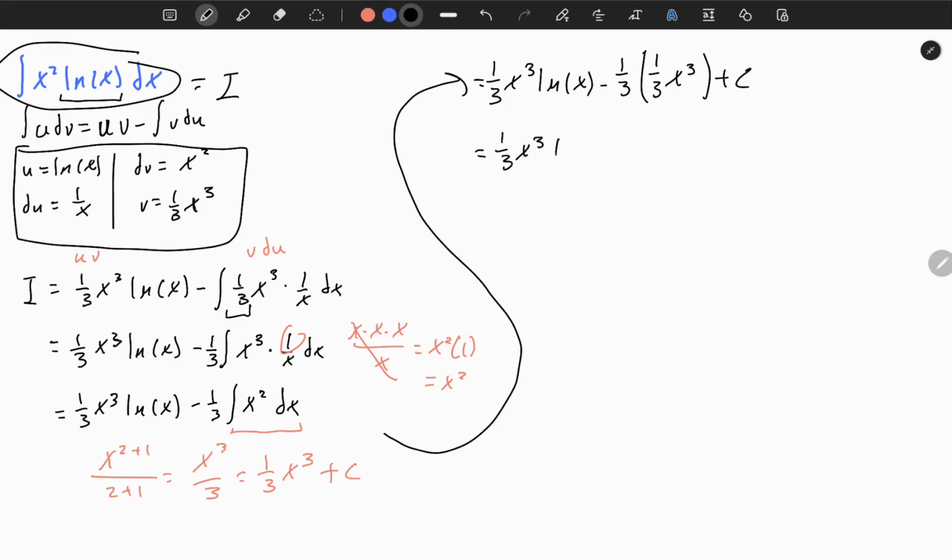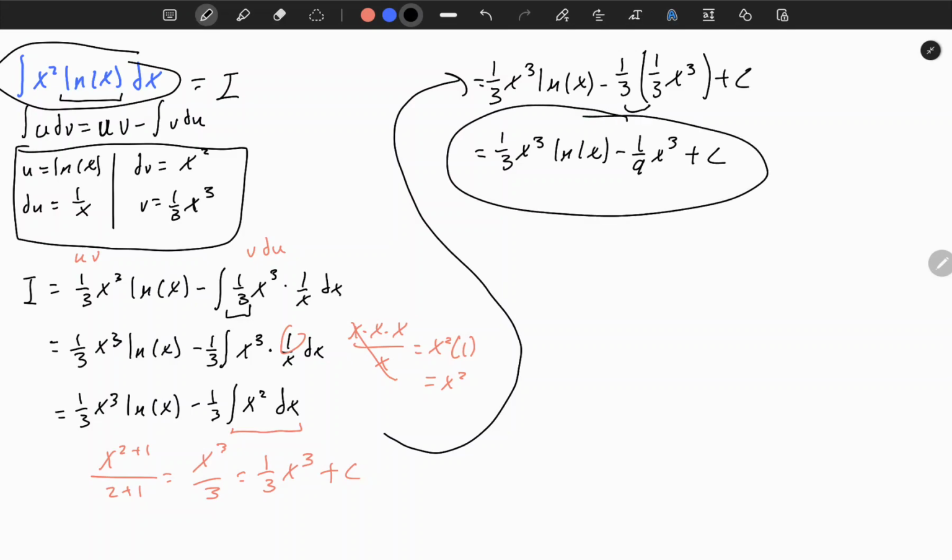So then this will give us now the final answer of 1/3 times x cubed times natural log. These two are multiplying, so that'd be 1 over 9 times x cubed plus our constant of integration. And so this right here will be our answer.